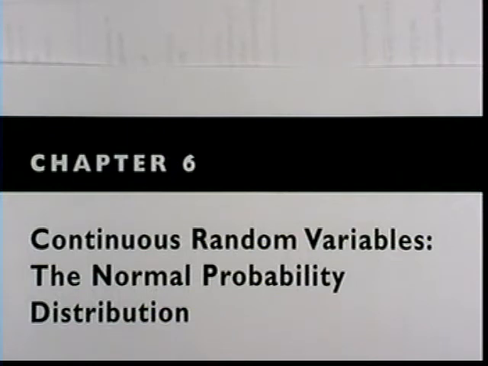In this session, we're going to talk about Chapter 6. It deals with continuous random variables. The previous chapter dealt with discrete random variables using the binomial and the Poisson distributions. This one is going to use another couple of distributions, the uniform distribution, and then the normal, the Gaussian, probability distribution.